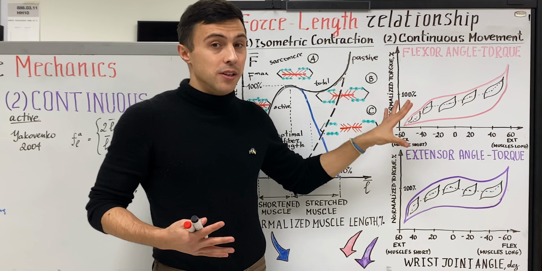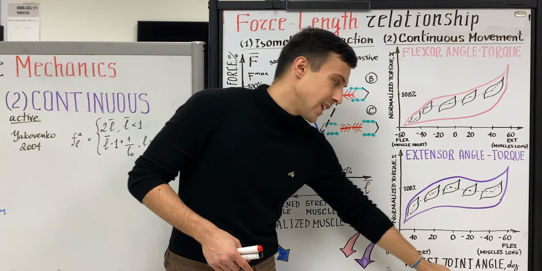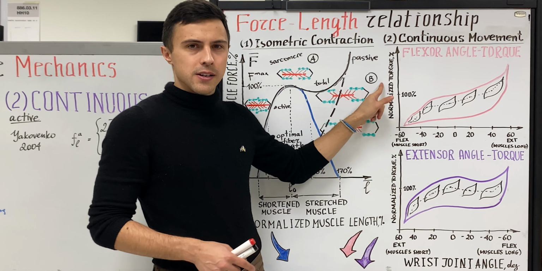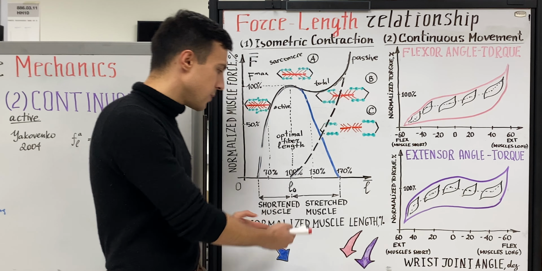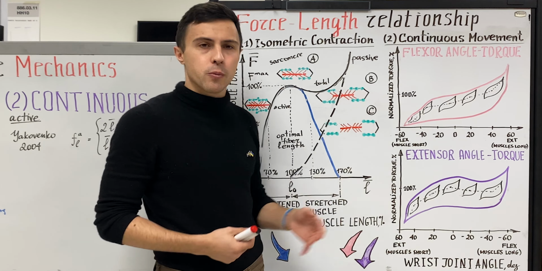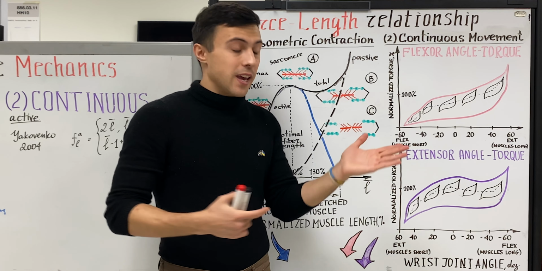Now, looking at these plots, you might have noticed that we're now looking at the wrist joint angle, which is the excursion of your wrist, and normalized torque. So you may ask me, why is that? We were looking at muscle length and muscle force. Why are we now switching the modalities? Well, let's look at this together.